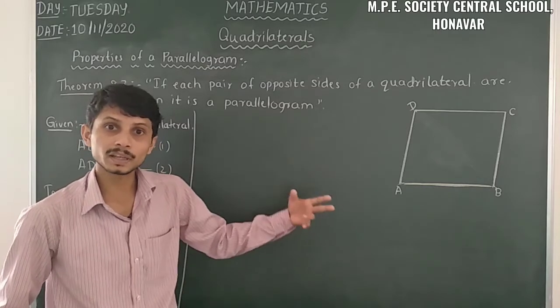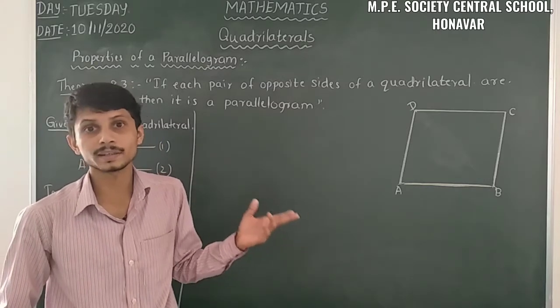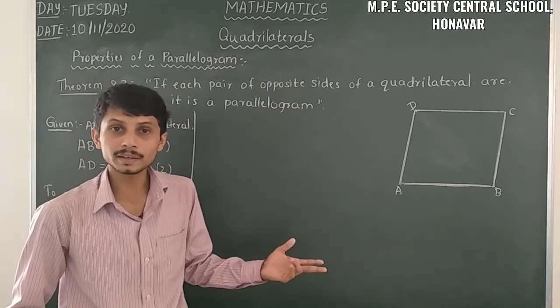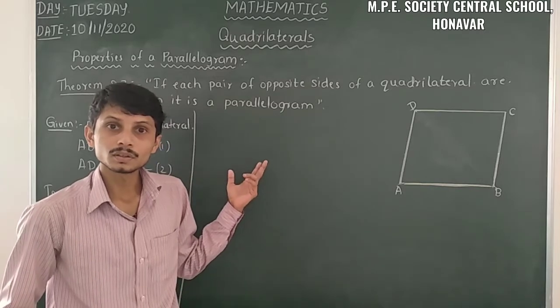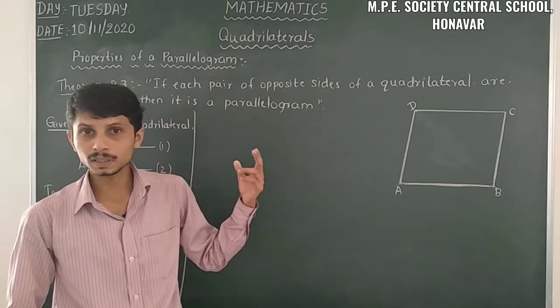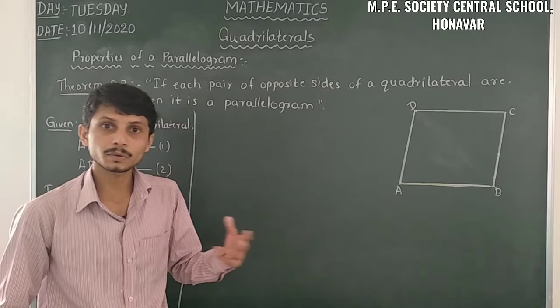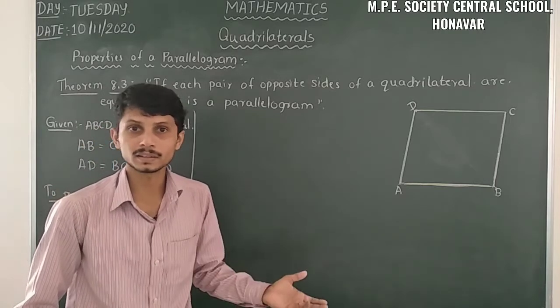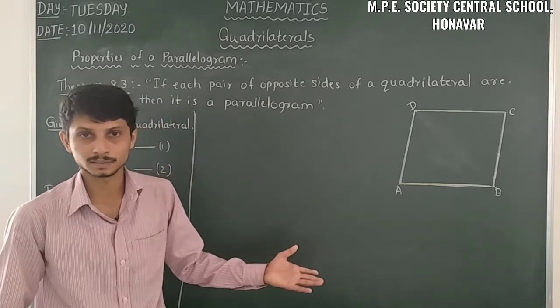From that we have to take some of the alternate interior angles. When we have the alternate interior angles, then we can consider some of the parallel lines. Otherwise we can't consider it directly. We can take it as AB is parallel to CD and like that.